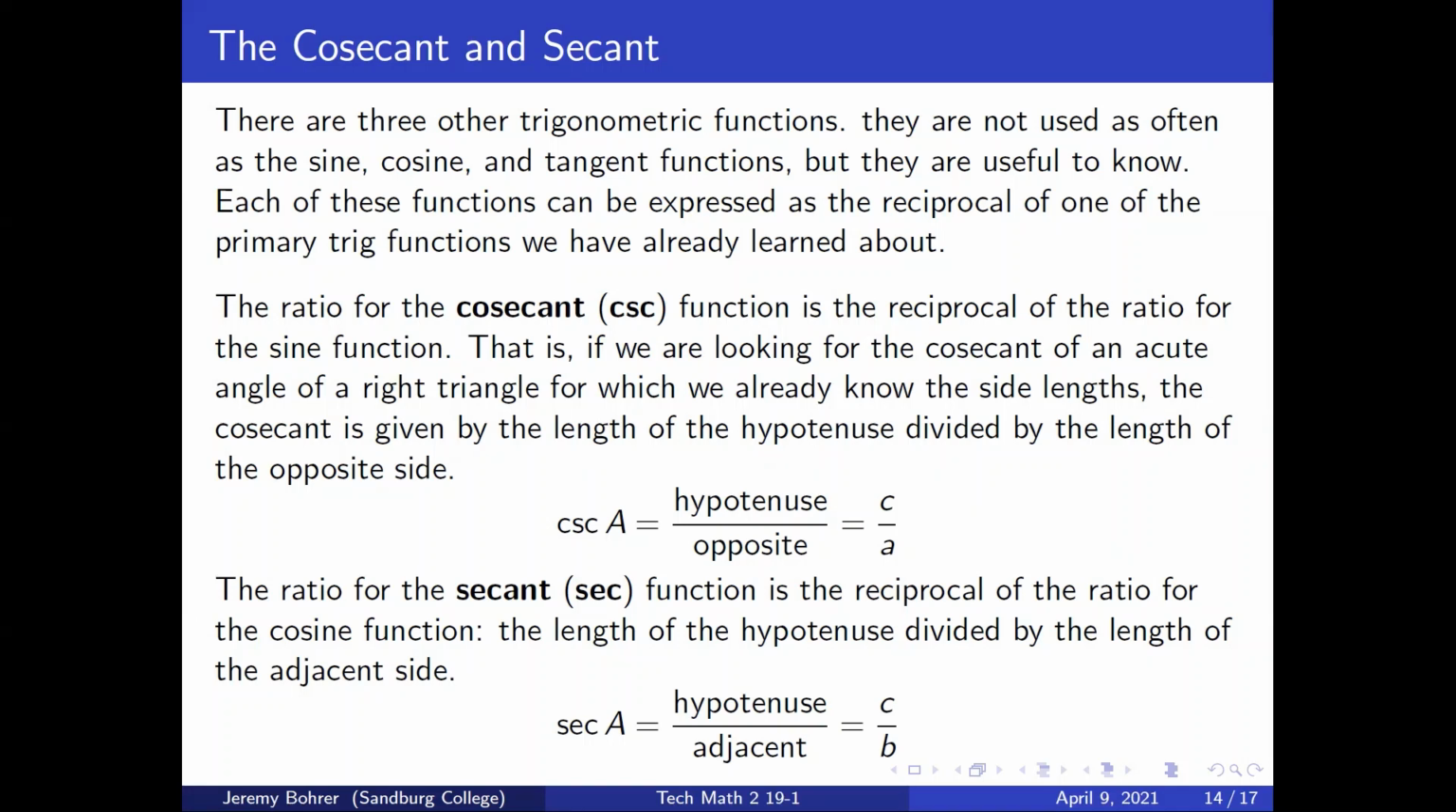The ratio for the secant, or SEC function, is the reciprocal of the ratio for the cosine function: the length of the hypotenuse divided by the length of the adjacent side. So secant of A is equal to hypotenuse divided by adjacent, which is equal to c over b.